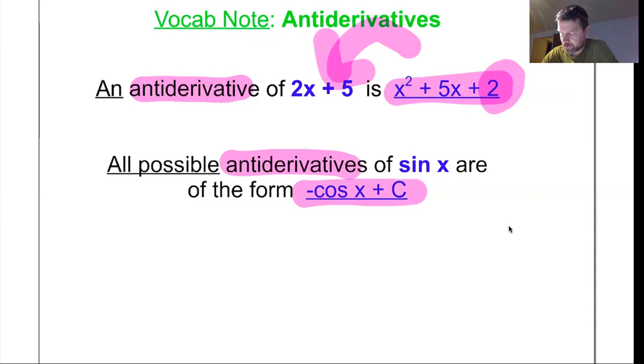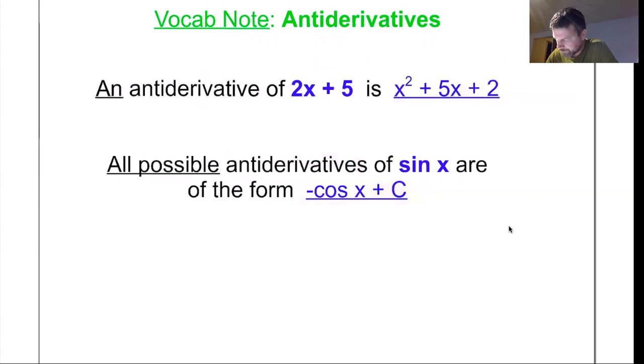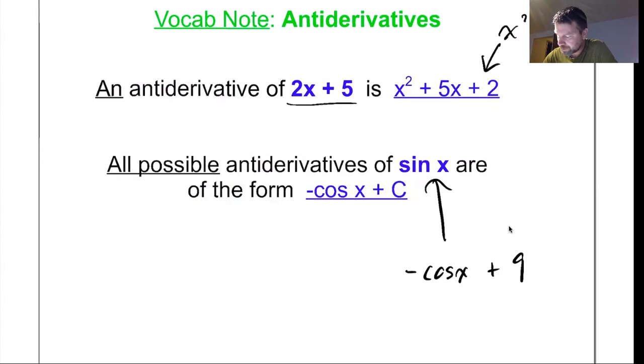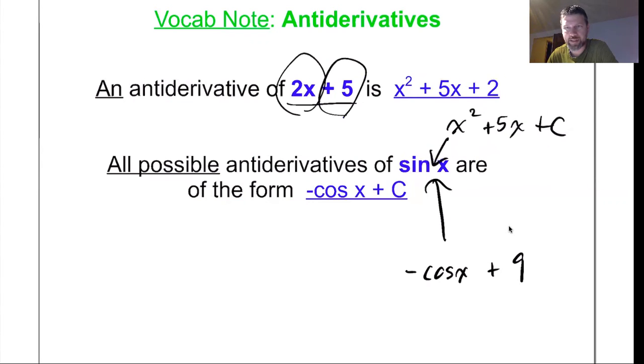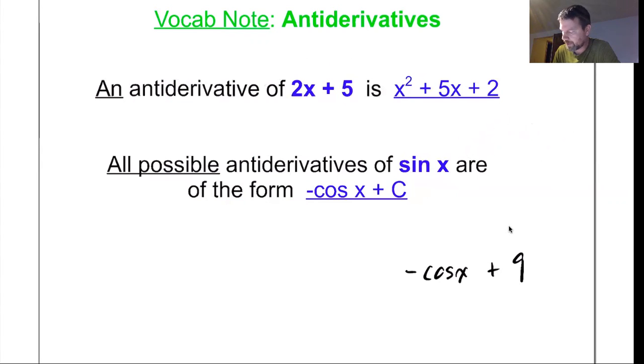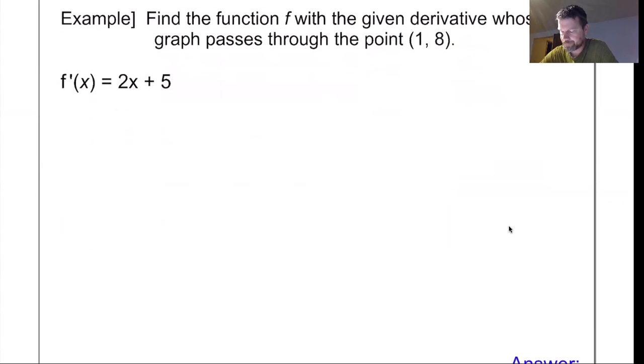If I wanted a particular example of this one, a particular antiderivative might be negative cosine of x plus 9, right? If I wanted this one to represent all possible antiderivatives of 2x plus 5, I could say, well, it's going to be x squared, because the antiderivative of 2x is x squared, plus 5x, because the antiderivative of 5 is 5x, and then plus some c for some constant. And I'm just not going to say what constant it is. All right, so that's some vocab around antiderivatives.